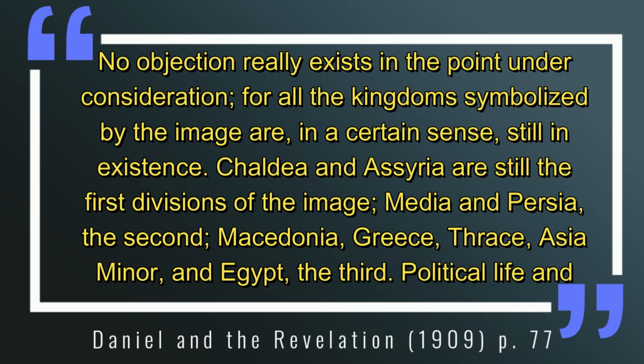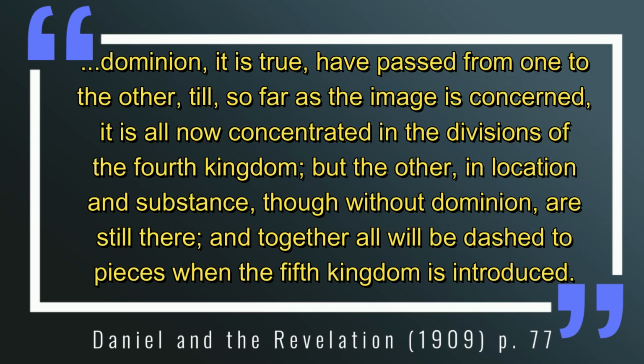Chaldea and Assyria are still the first divisions of the image. Media and Persia, the second. Macedonia, Greece, Thrace, Asia Minor, and Egypt, the third. Political life and dominion, it is true, have passed from one to the other, till so far as the image is concerned, it is all now concentrated in the divisions of the fourth kingdom. But the others, in locations and substance, though without dominion, are still there. And together all will be dashed to pieces when the fifth kingdom is introduced."